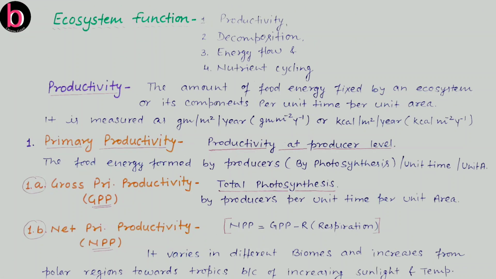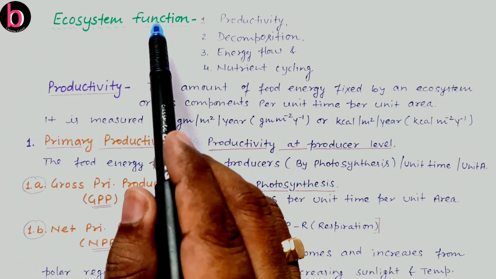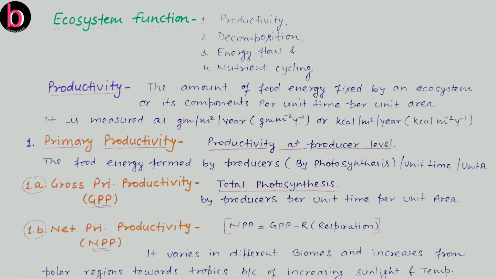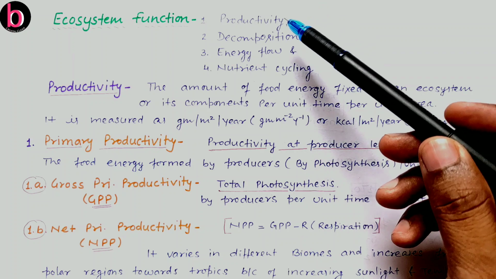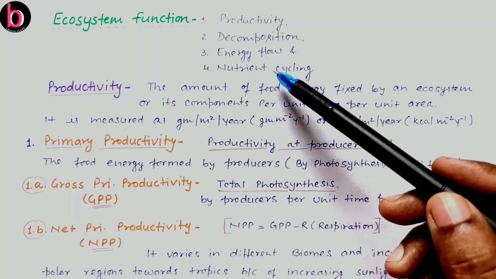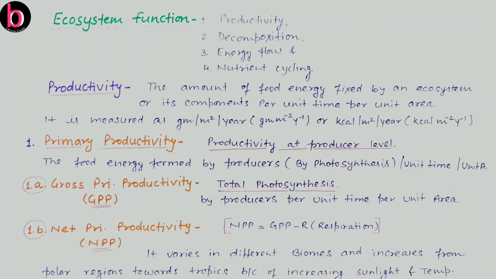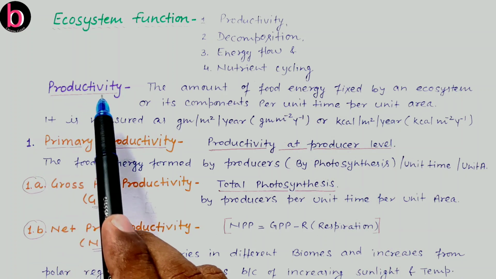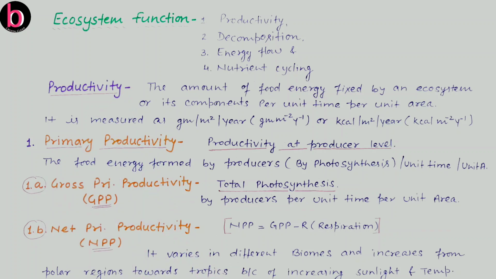Hello friends, in this video lecture we will discuss productivity, which is a component of ecosystem function. In the previous lecture we discussed that there are four functional components of an ecosystem. These four are productivity, decomposition, energy flow and nutrient cycling. Out of these four, the first one is productivity. This is simply about the production of organic mass or biomass by the organism.